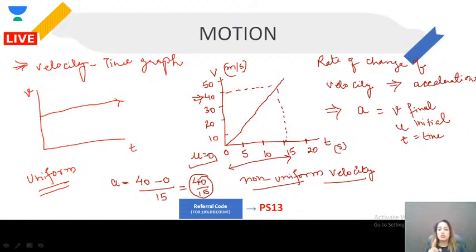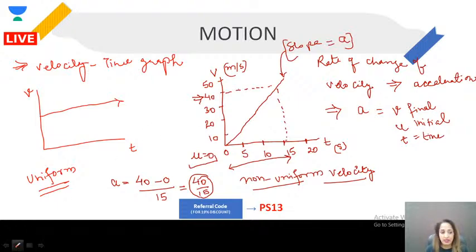So this is a non-uniform velocity. Then it is having a given acceleration. Okay, because it's a non-uniform velocity, only then we have this acceleration. Now what you have to understand is the slope. So we have this slope. Okay, so this slope is what? It is the acceleration of the given object. So the steeper the slope is, the more acceleration there is.